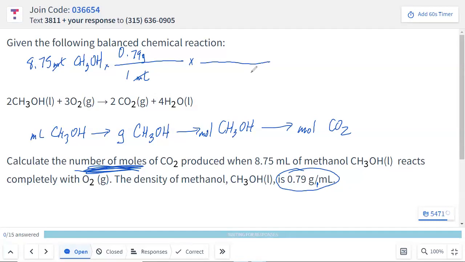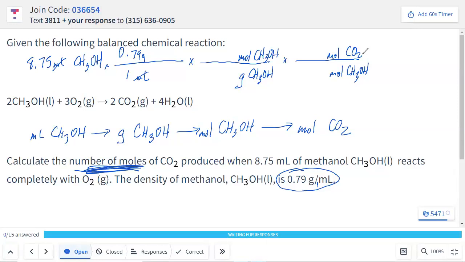Now all that's left for me to do is turn those grams of methanol into moles, and then those moles of methanol into moles of carbon dioxide. So I'm going to give you a couple of minutes to do that here yourselves and see if you can come up with the correct answer. Then we'll go through it together.